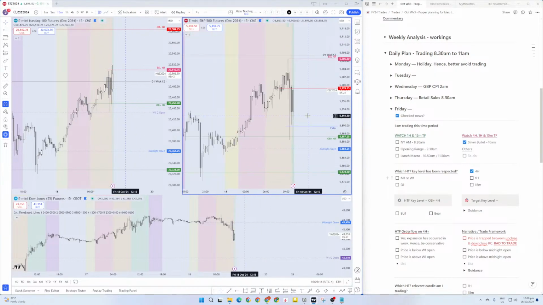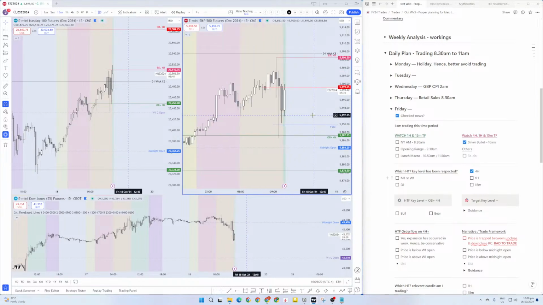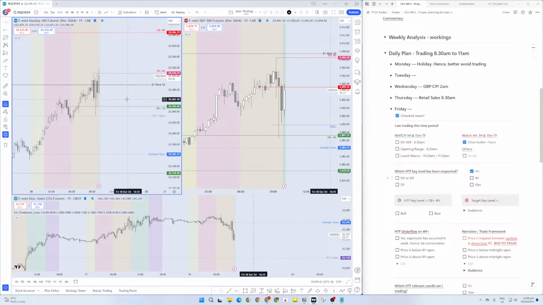Okay, so I know I drew a lot of lines. Let's really go deeper into reading. Okay, target key level will be minus 1 hour.